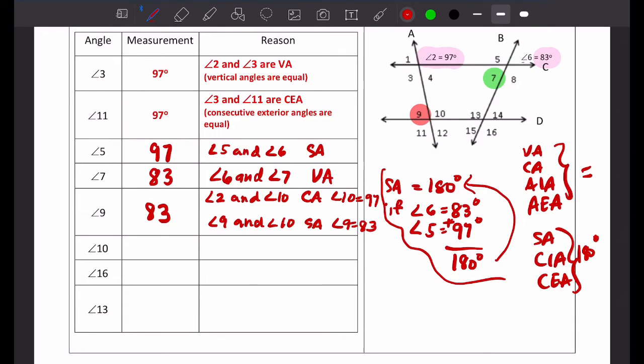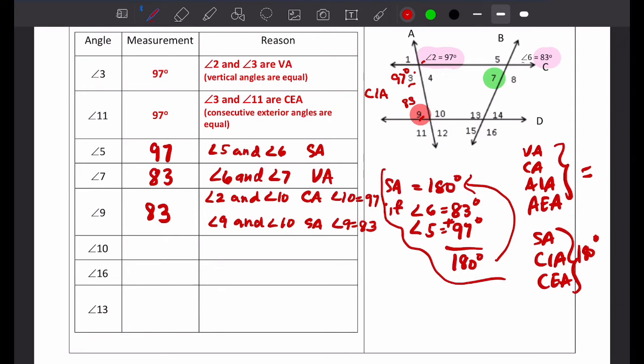Okay, another way is these are vertical angles. So vertical angles are equal. So we can say that angle 3 is equal to 97 because they are vertical angles. And then angle 3 and angle 9 are consecutive internal angles. Therefore, they total 180. So that means angle 9 is 83. So if you know your angles, it's very easy to move them around, okay? So let's go to the next one.